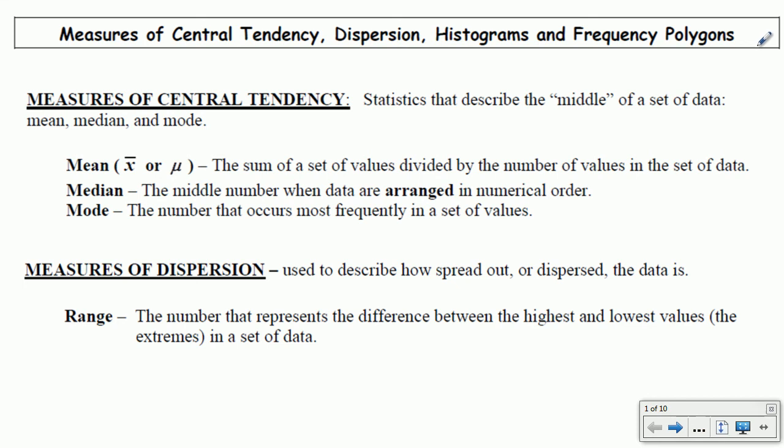Hello everyone. Today we're going to be looking at measures of central tendency, dispersion, histograms, and frequency polygons. We'll also cover some of the functions in your calculator that might end up saving you some time and effort. So let's start with some measures of central tendency.